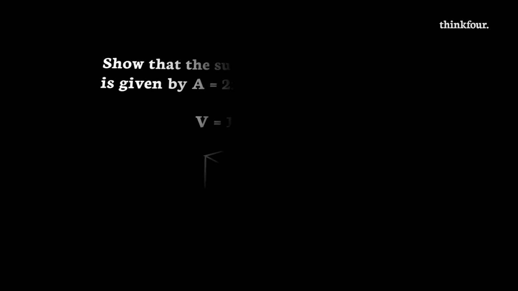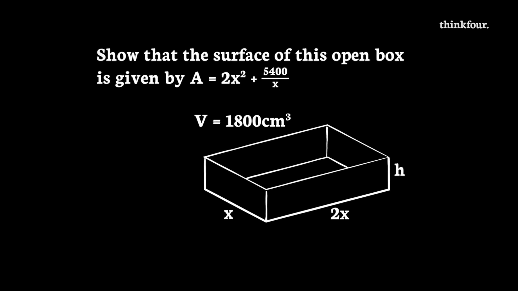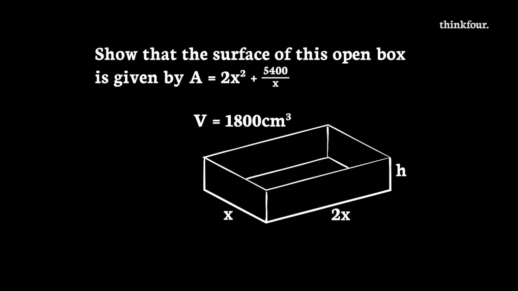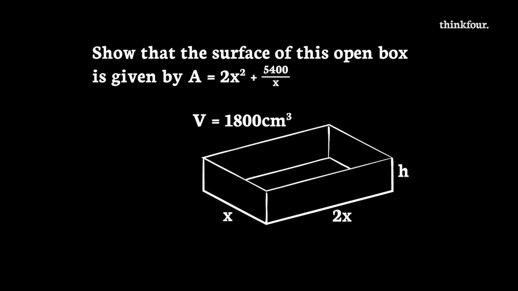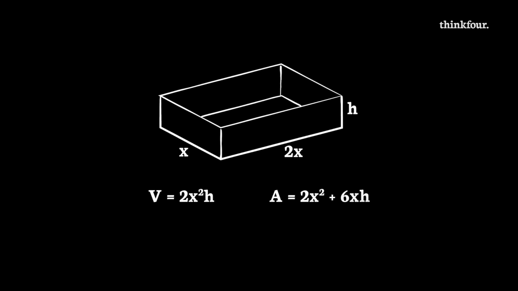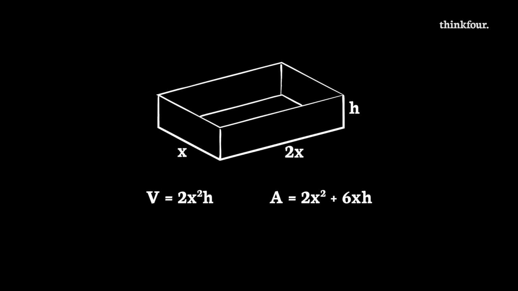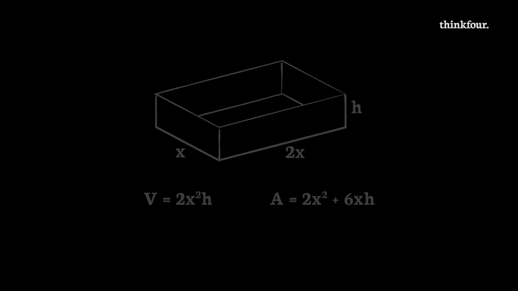Here is a part A question about an open tray with volume 1,800 centimetre cubed. We have to show that the area is equal to 2x squared plus 5,400 over x. We need to form 2 expressions, one for area and one for volume, using our knowledge from the Nat 4 and Nat 5 maths courses. Here, volume is equal to 2x squared h, and area is equal to 2x squared plus 6xh.